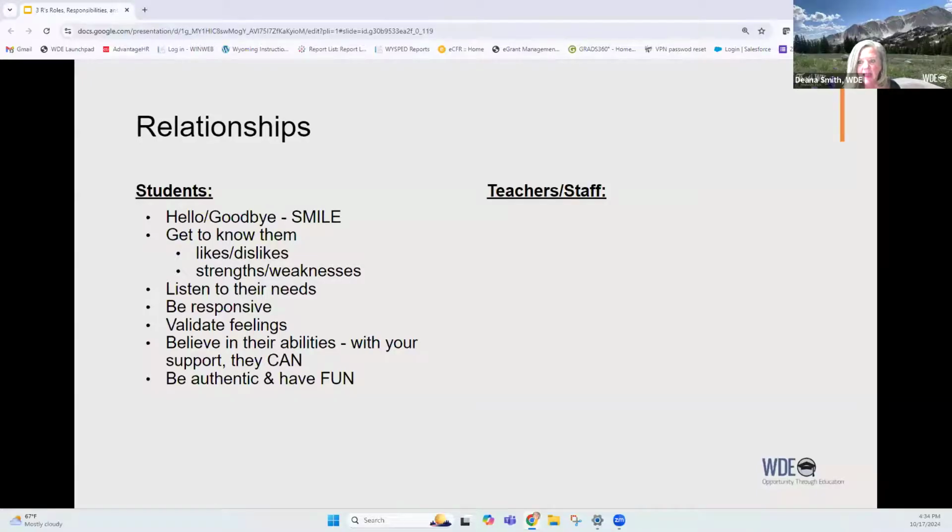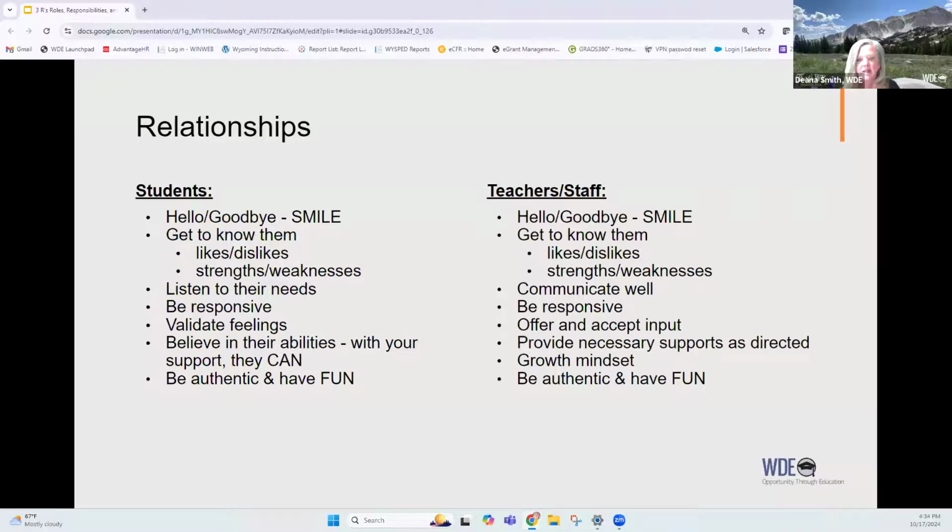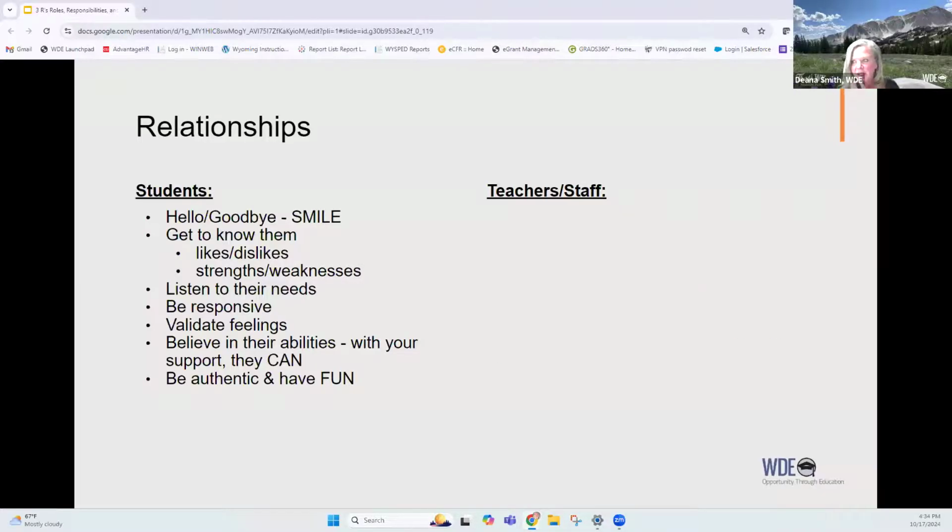And then make sure that whatever instruction we have is appropriate to match those students' skills, of course. That's part of having that relationship. So when we take a look at, whoops, I wanted to go back. We take a look at having relationships with students.